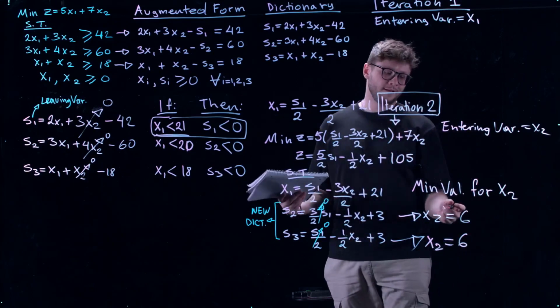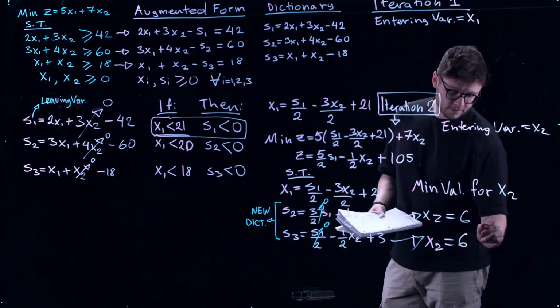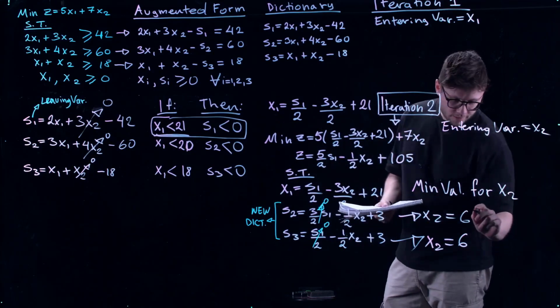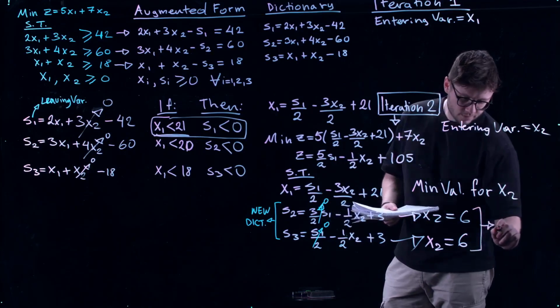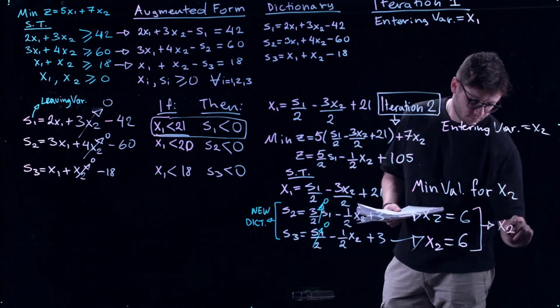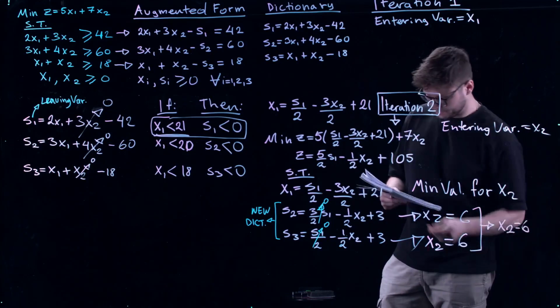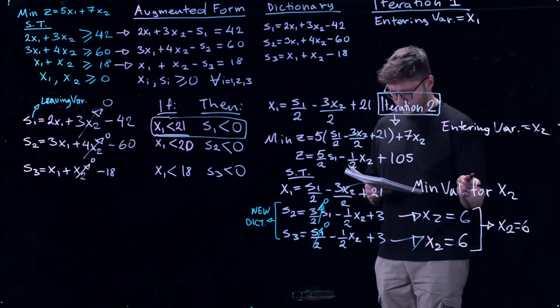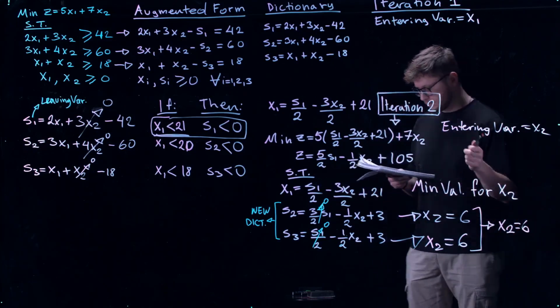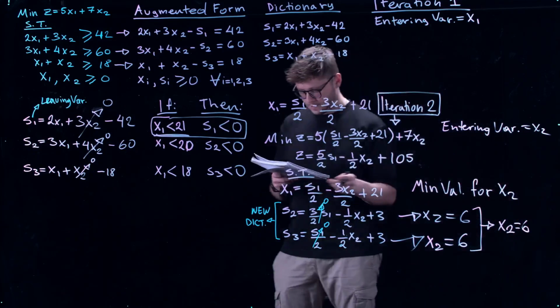And for this one, x2 has to equal 6. So it's quite easy here to figure out that for this iteration, our x2, what we're going to be testing is that our x2 equals 6. So that is the minimum value that x2 can take without us violating any constraints.